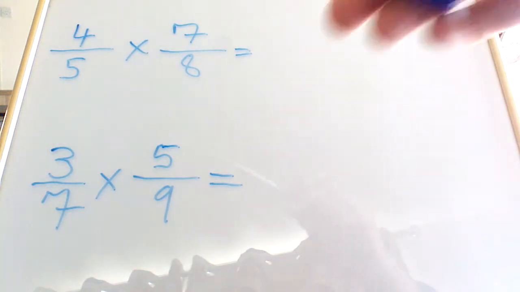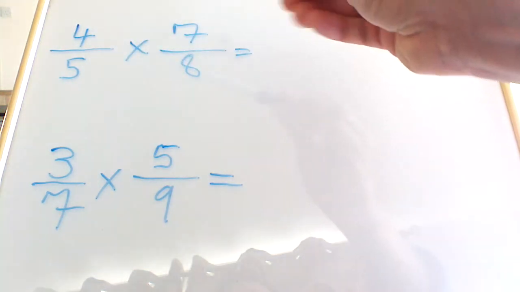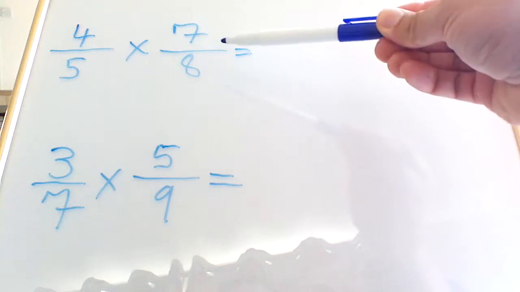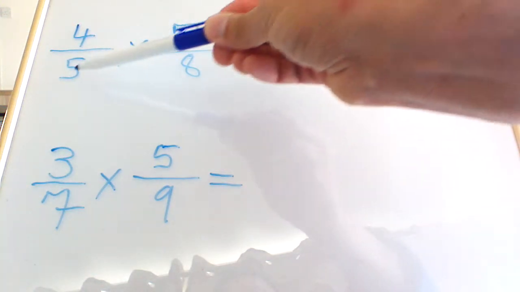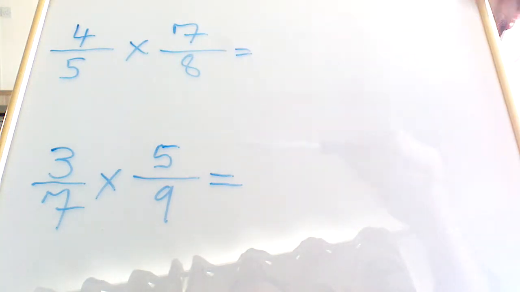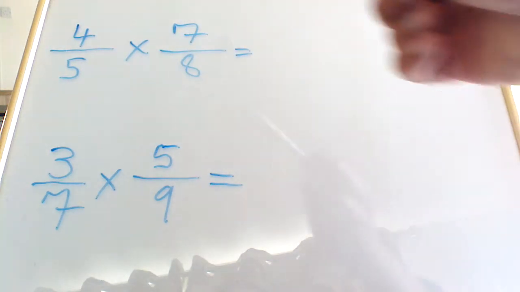At the top of the board we have 4/5, and we're going to multiply that by 7/8. Now this is how straightforward it is. You just multiply the numerators and the denominators. After that you may have to simplify the fraction. So let's have a look at it.